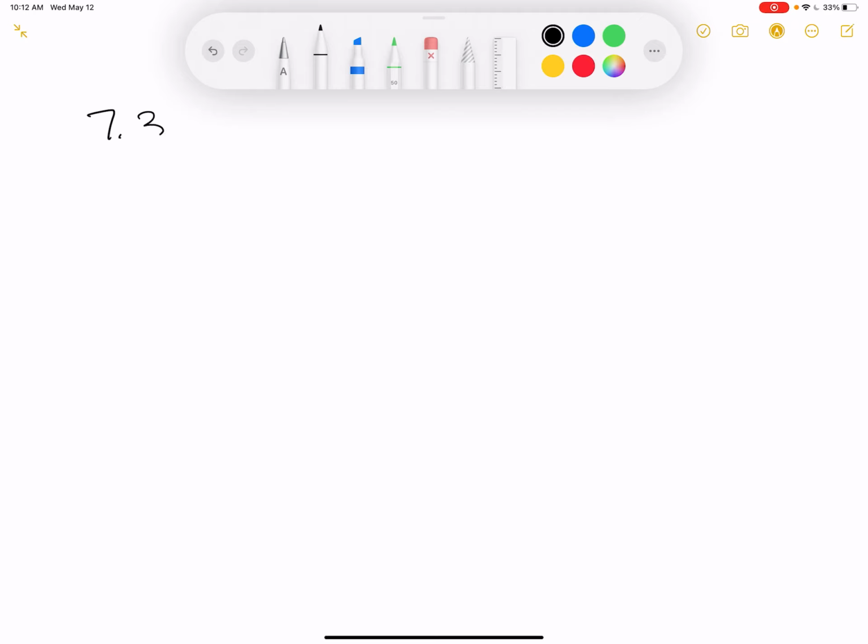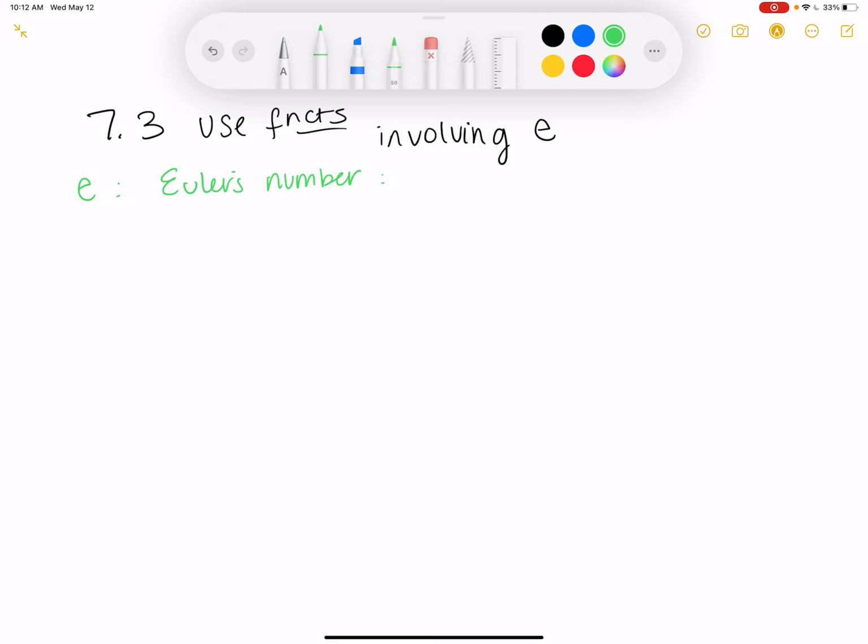All right, so the title of 7.3 is use functions involving e. Okay, I briefly mentioned yesterday that e is a number. It's Euler's number. We call it a natural base, e. Just some facts about it: it is irrational, just like pi.